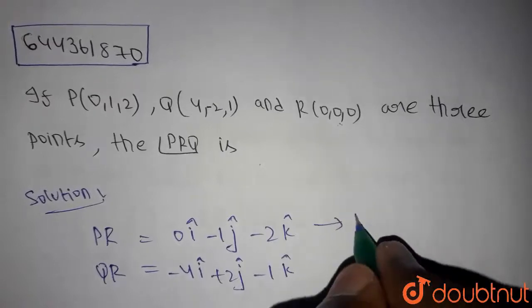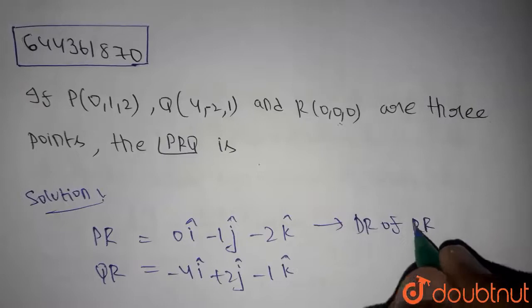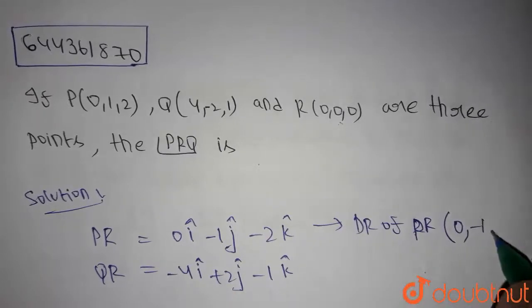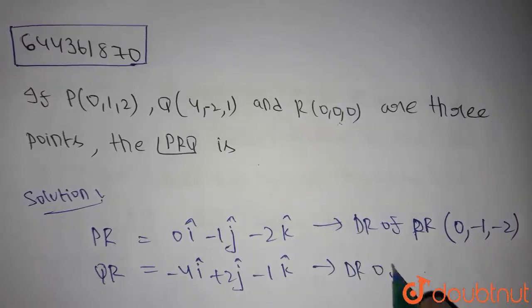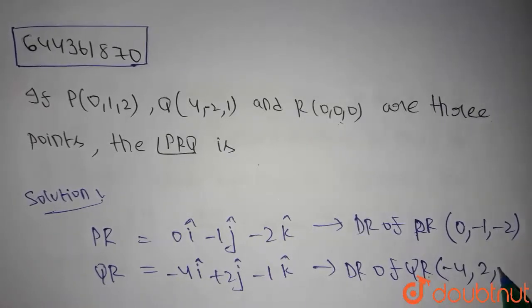Then the direction ratios of PR are 0, minus 1, and minus 2. Similarly, the direction ratios of QR will become minus 4, 2, minus 1.